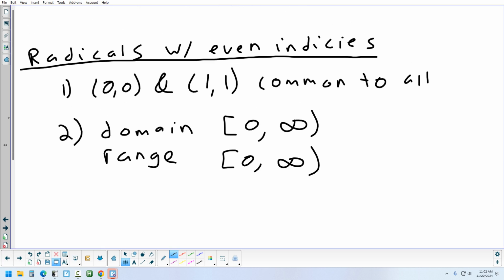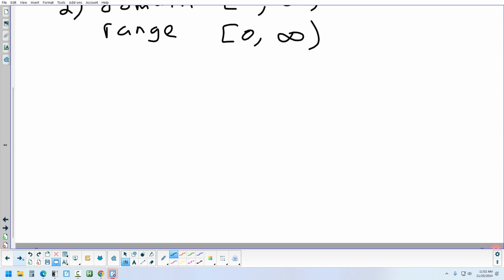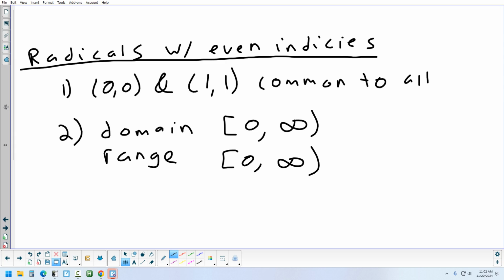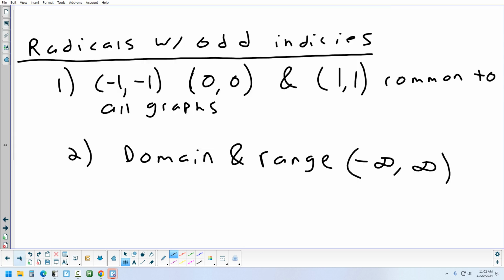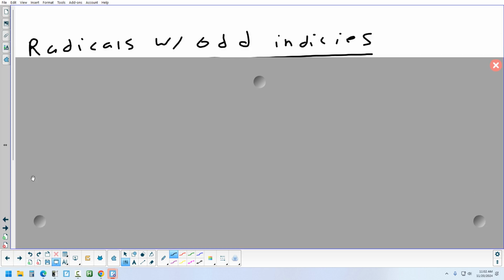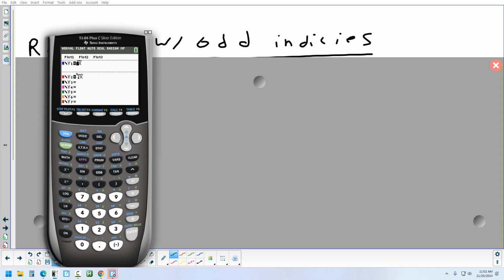Right, so that's a couple of properties with even roots. Now, let's look at odd roots. And we'll do the same thing. Okay, so I'm going to do the two most basic odd roots, a cube root and a fifth root. So I'm going to do 3, math, 5. And since I already have my index there, I can just highlight it and change it to a fifth root. And I don't have to go back in and type it all over.